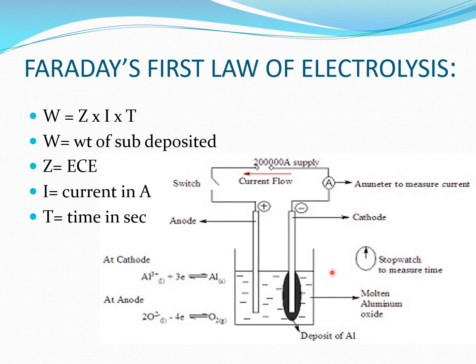So this is an electrolysis setup shown here. Here is the deposition of aluminium. The weight of this deposited substance is directly proportional to the quantity of electricity passed through this electrolyte. So accordingly, we get the equation W is equal to ZIT. W is the weight of the substance deposited at an electrode. Z is called the electrochemical equivalent, I is the current in amperes, and T is the time in seconds.